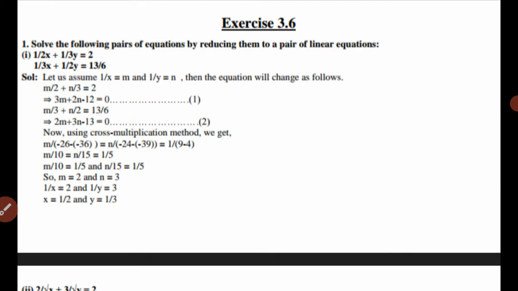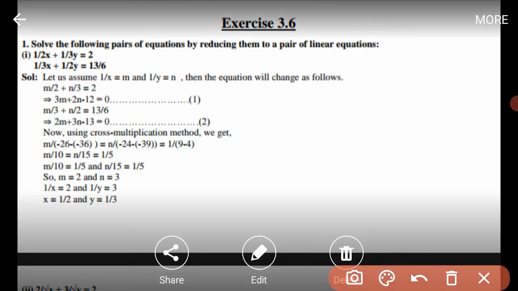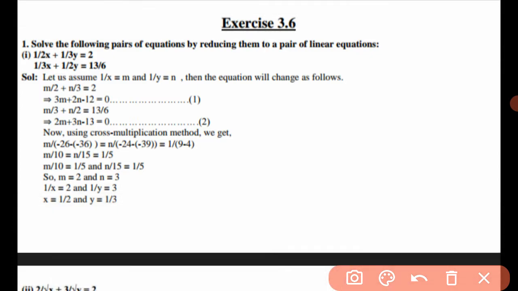Before this we have studied the graphical method, substitution method, elimination method and cross multiplication method. Here we have to convert the equation into the form of linear equations in two variables, and then solve. So in question number 1, see the first part.